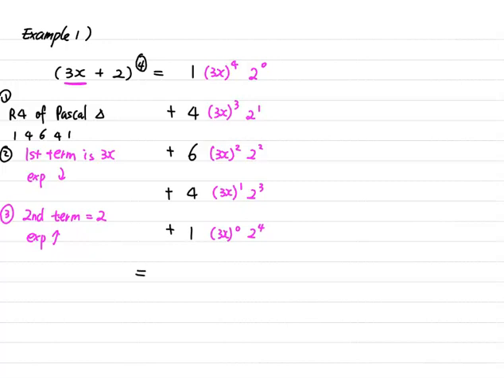So for the first one, you can use a calculator to help you, but you can actually do mental math here as well. So you have 3 to the power of 4. Just be careful, because this whole (3x) to the power of 4 means it's 3 to the power of 4 times x to the power of 4. And you have 2 to the power of 0, which is 1.